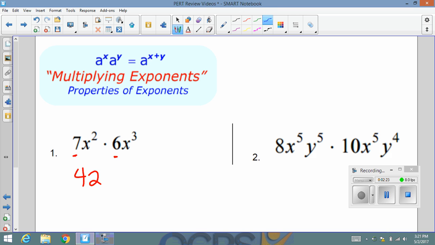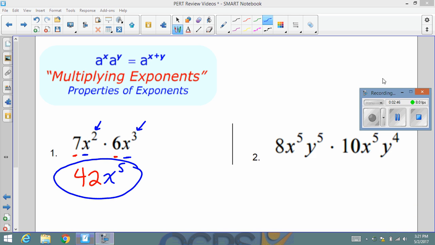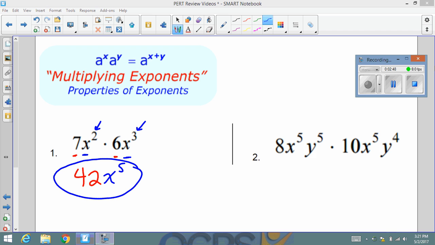Then I'm going to look at my variables. I'm looking for ones that have the same base. So here I have x squared times x cubed. So I'm going to keep the base, and I'm going to add the exponents. 2 plus 3 is 5. And that's my simplified answer. Let's look at the second one. Second one looks a lot more complicated, but it really is not.